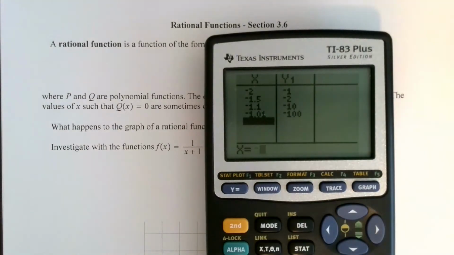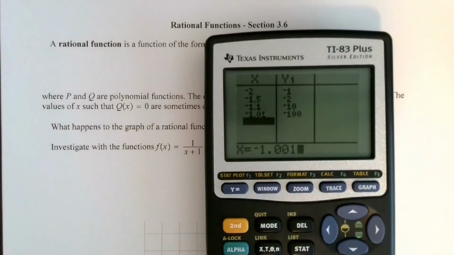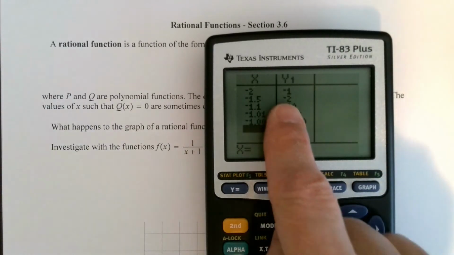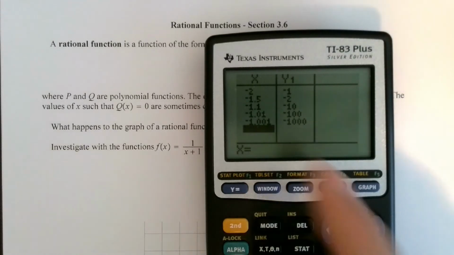Let's get a little closer to -1. There, that's closer to -1. I've only moved 9 thousandths from this input to this input. And look at the output now. Again, in absolute value it's getting larger, but it's getting more and more negative. Okay, so what's really going on here?